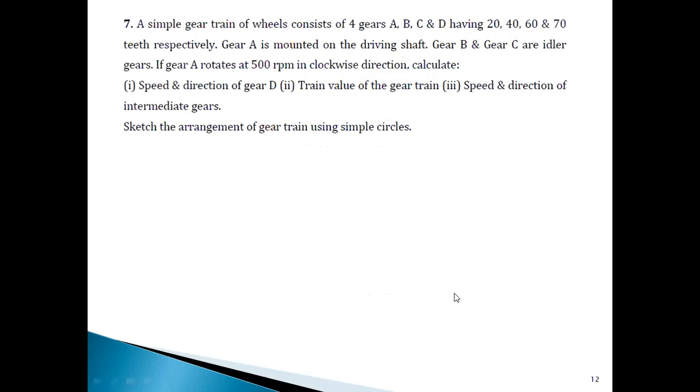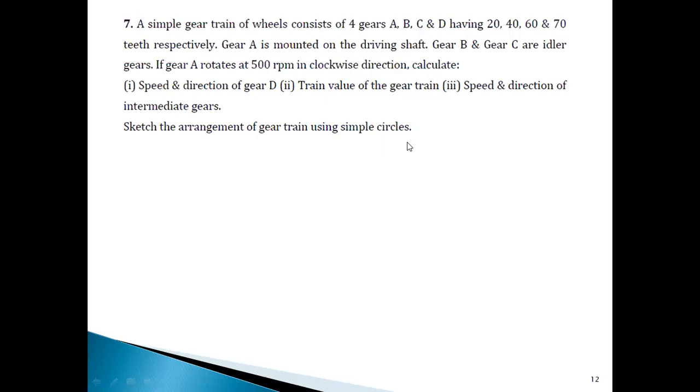Now, next question. He says there is a simple gear train of wheels, 4 gears A, B, C, D, having 20, 40, 60 and 70 teeth respectively. Gear A is mounted on the driving shaft. Gear B and C are idler gears. Gear A rotates at 500 rpm in clockwise direction. Calculate speed and direction of gear D. Train value of the gear train, speed and direction of intermediate gears. Sketch the arrangement of gear train using simple circles.